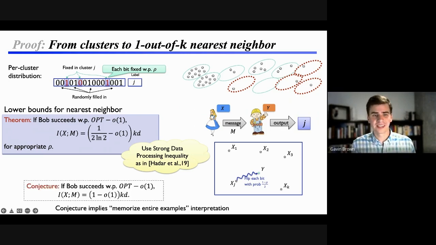We conjecture that this theorem can actually be improved so that instead of a 1 over 2 ln 2, we have just a 1. This conjecture would imply that this kind of memorize entire examples interpretation. As it is, we currently just have to memorize a large constant fraction of entire examples.